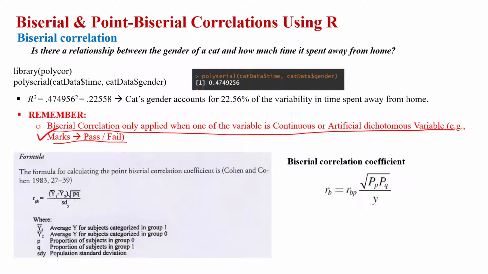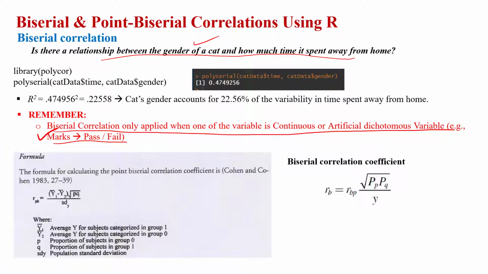So we artificially convert the continuous variable into the dichotomous variable. In such a case, we can apply the biserial. But over here, just for practice purposes, I am applying it on the same data set, that is the gender of a cat as well as the time span. I'm applying biserial. Remember that actually we can only apply the point biserial, but just for practice purposes, we are doing this.